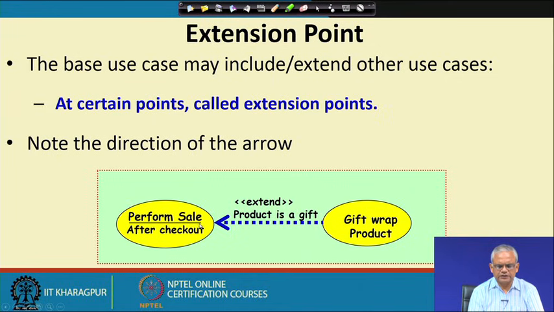So, this is called the extension point at which this functionality can be invoked, but the extension point is optional. We might not show in our design, in our model, at what point the gift wrap product will be invoked.